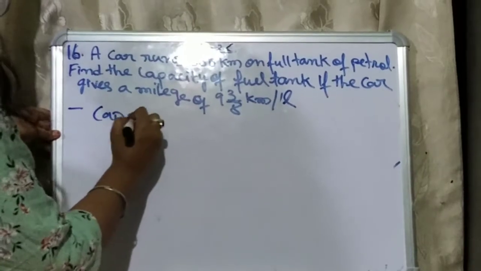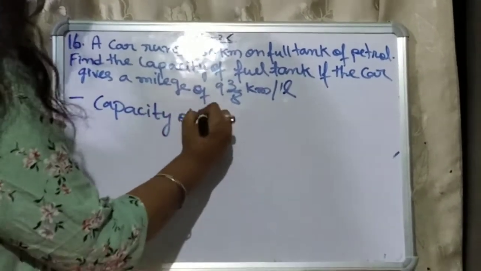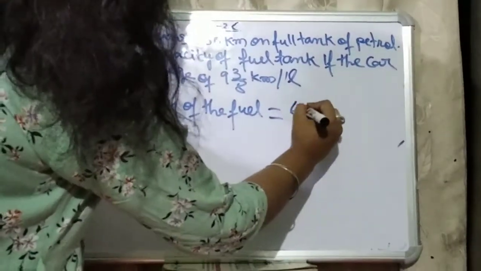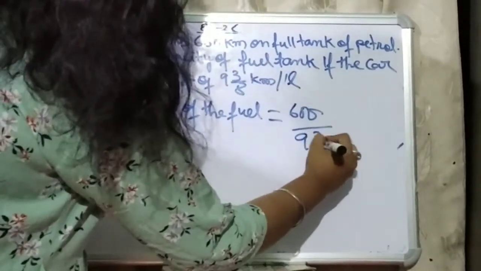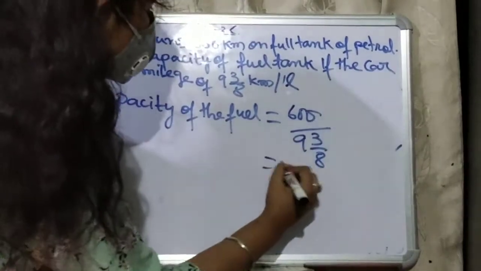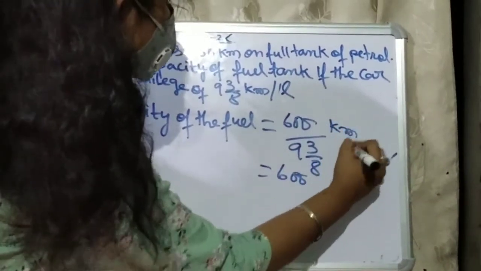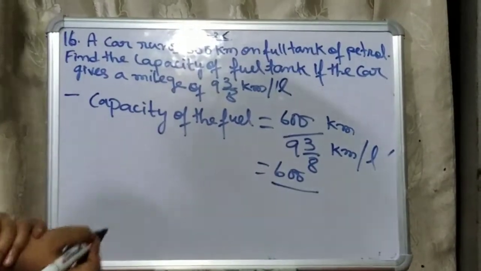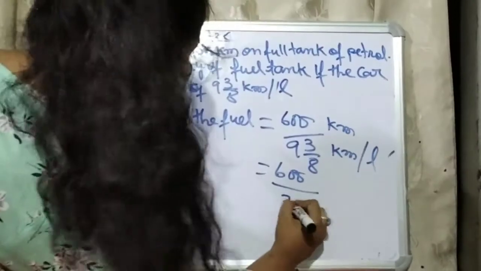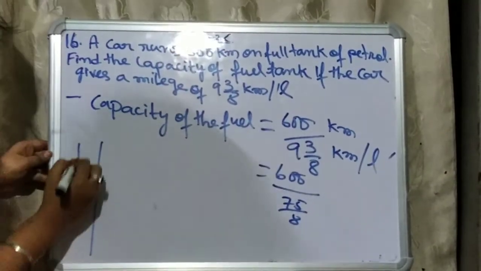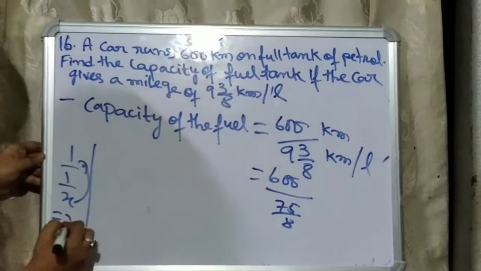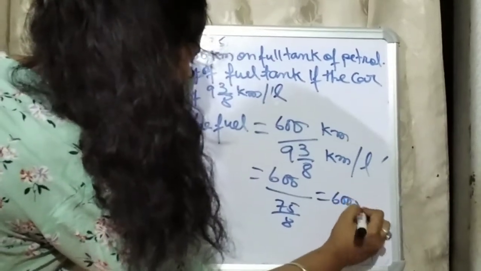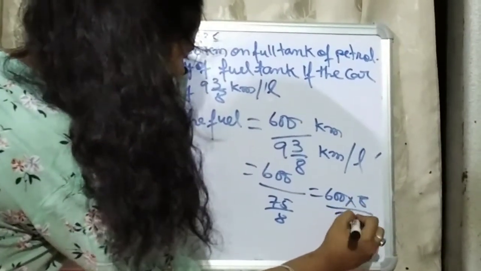You will write capacity of the fuel is given by this 600. You will write 600 divided by 9.3/8. Now how I will write 600? I will write here kilometer per liter. 600. Now 9 is how much? 72. 72 plus 3 is 75/8. As I told you, 1 by x means this x will come out. Here will be 1. Similarly, this 8 will come out. 600 will be multiplied with 8 divided by 75.